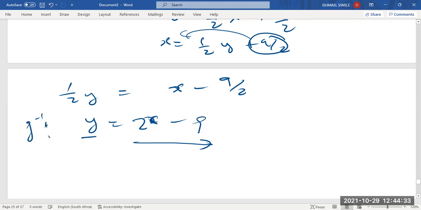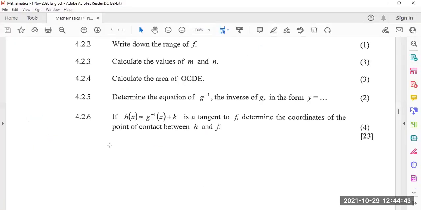Remember, they said they want it in the form of y. So we have 2x minus 9. So that is it with 4.2.5. And the next one, which is the last one, they are now saying to us, if h of x is equal to g inverse of x plus k is a tangent to f, right? It's a tangent to f. Determine the coordinates of the point of contact between h and f.